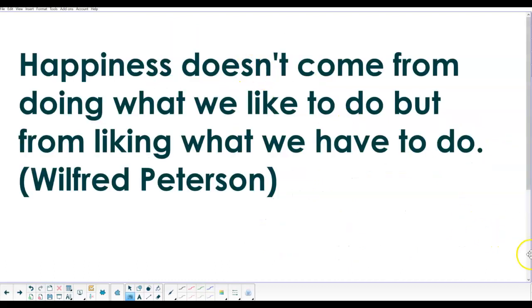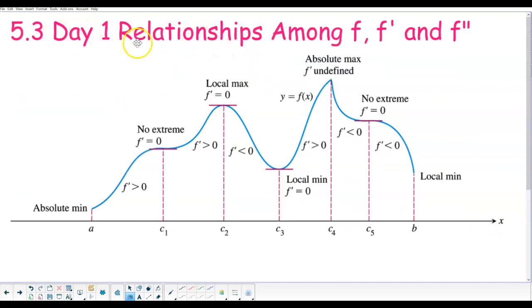All right, what we're going to be doing today is looking at the relationships between f prime and f double prime. Just really quick, we have our function f. That's where we could determine if there are absolute maxes and absolute minimums, if there are any flat spots, and if there are any local maxes or local mins. That's what we explored last week.